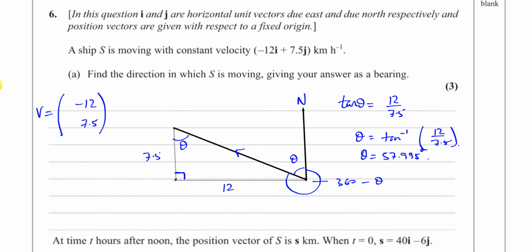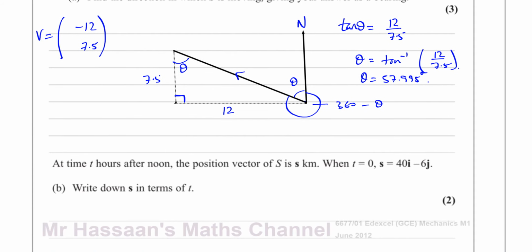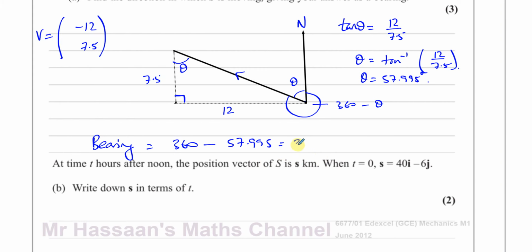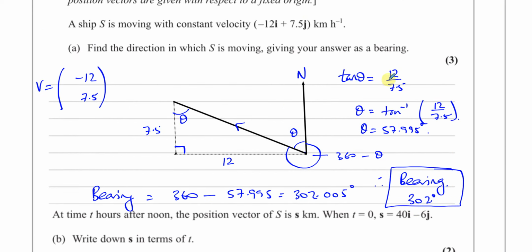We're looking for the bearing, and we know the bearing is going to be 360 minus 57.995. So we take our answer and subtract it from 360. That gives us 302.005 degrees. Bearings are measured to the nearest degree, so that's 302 degrees. There's the answer for part A.